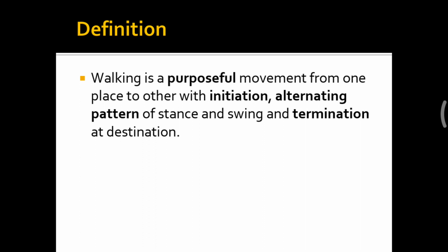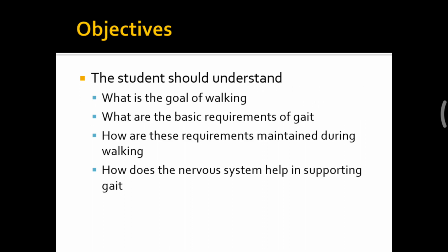Now, in order to understand gait, what are the objectives of this particular series on normal control of gait? At the end of this you should understand, number one, what is the goal of walking, and in order to achieve that goal, what are the basic requirements of gait, and how are these requirements maintained during walking, and how does the nervous system help in executing all these processes in a very smooth way.